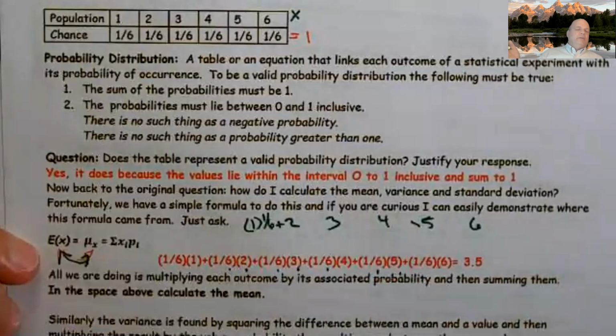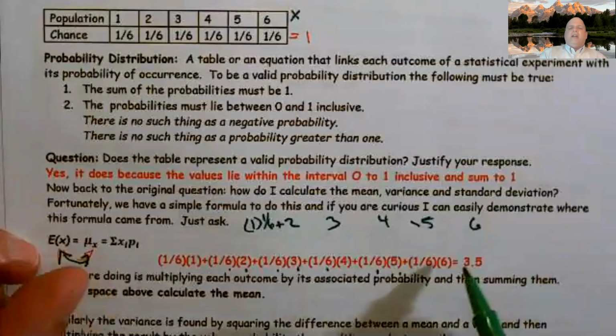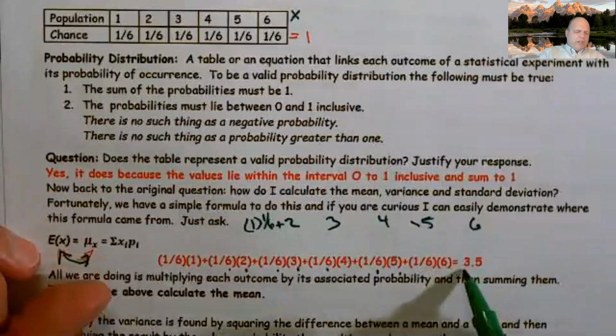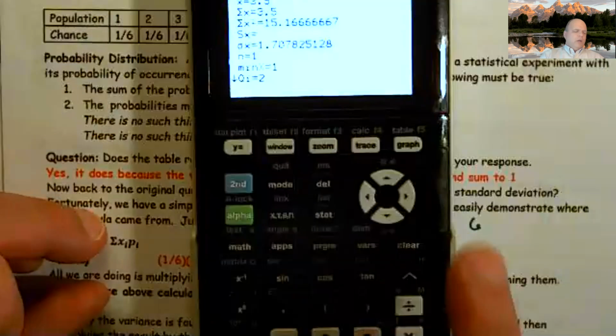And you go, wait a minute, Mr. Spencer, I've rolled dice before. There's not even a 3.5. You can't get a 3.5. You're right, you can't get a 3.5. You can get a 1, 2, 3, 4, 5, or 6. But if I averaged all my rolls together, if I added them all up and divided, I would expect this to be 3.5. Now, the nice thing is the calculator does this really neatly for us.